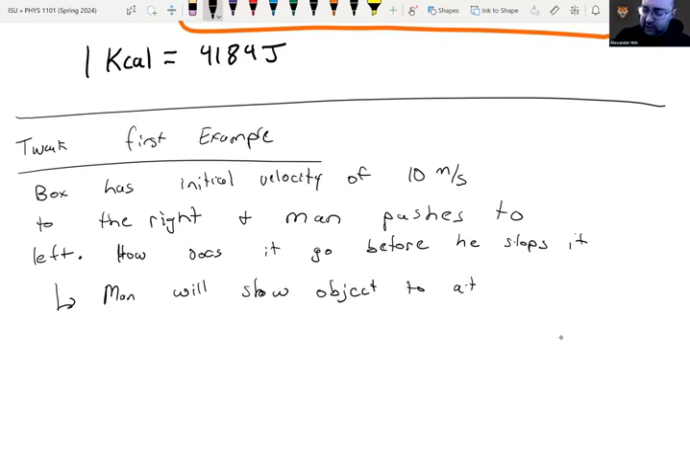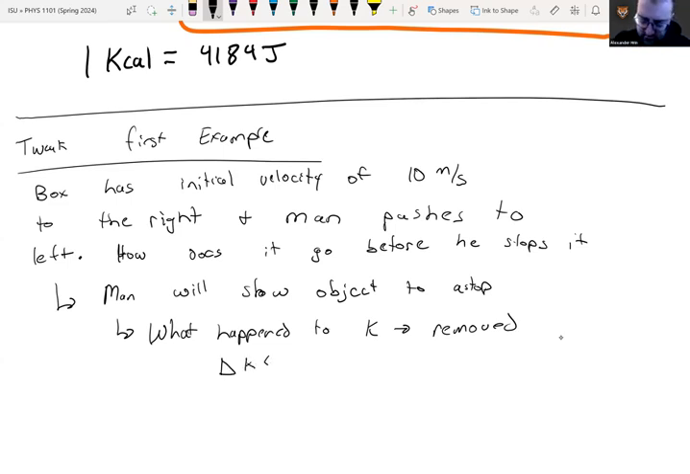Now, what you can ask yourself is, okay, what happened to kinetic energy? Well, hopefully, you know that basically it went from a positive value. It had some value if it had an initial velocity of 10 meters per second, and it was removed. Kinetic energy was removed. Okay. So what this means is that delta K should be less than 0. Okay. So delta K can be less than 0. And this is what I was talking about before, how you can remove kinetic energy from a system.